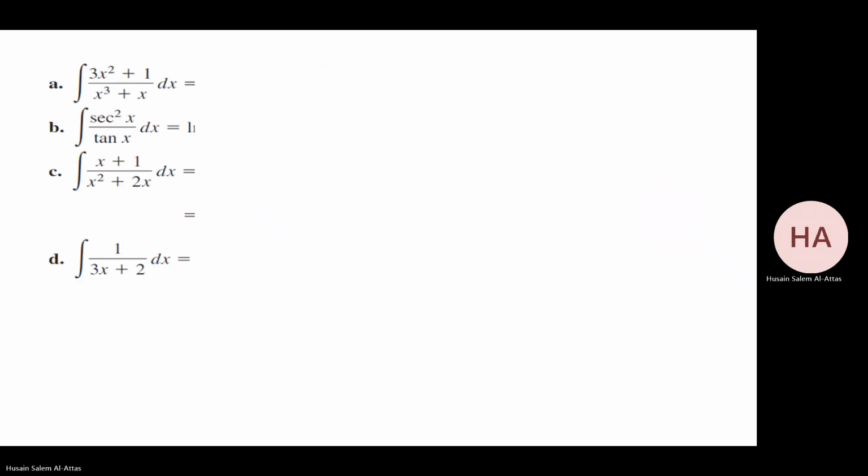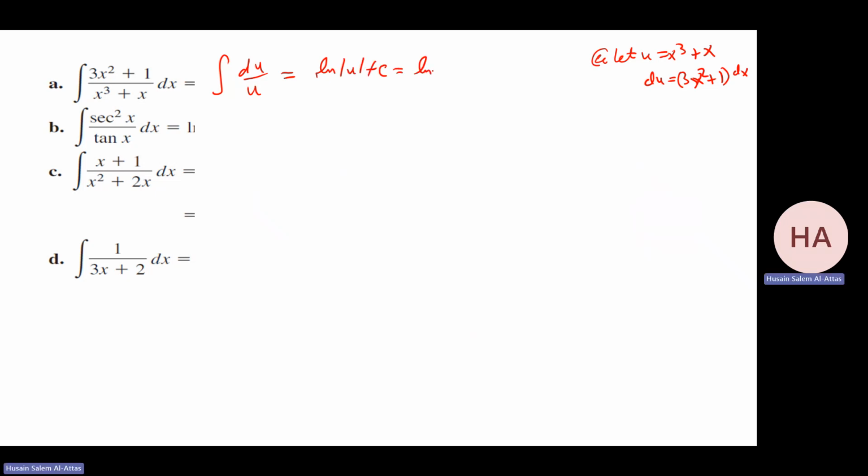Okay, these are quick ones. You notice here, if I let u equal x cubed plus x, what would be du? x squared plus 1 dx. So it's du over u, so it's ln absolute value of u, which is ln of x cubed plus x plus c.